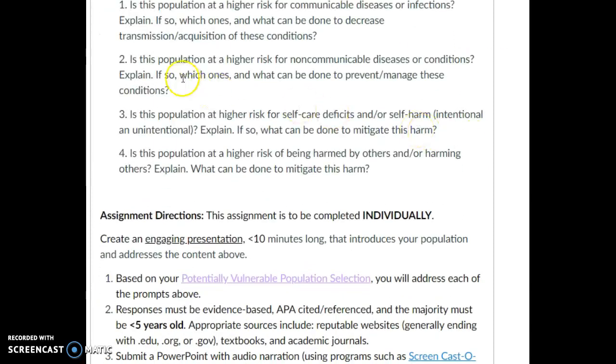Second, you're going to look at, is the population at a higher risk for non-communicable diseases or conditions? So same type of thing. We're looking here at things like heart disease or diabetes, other than communicable diseases. If so, please tell which ones, and talk about what can be done to prevent or manage these conditions.